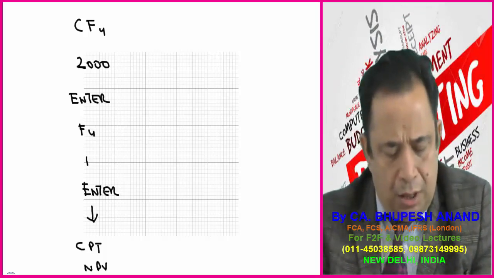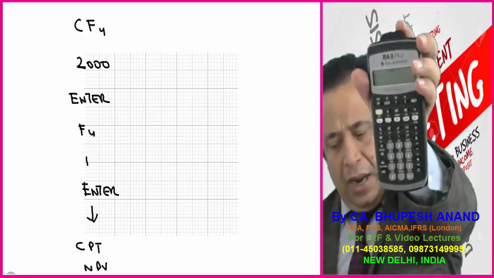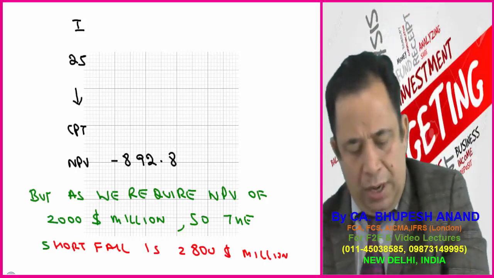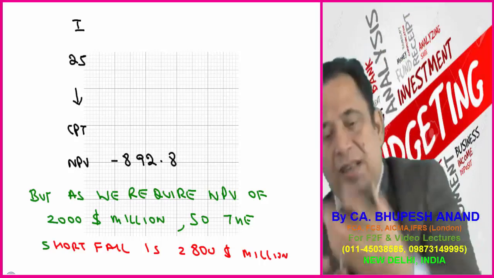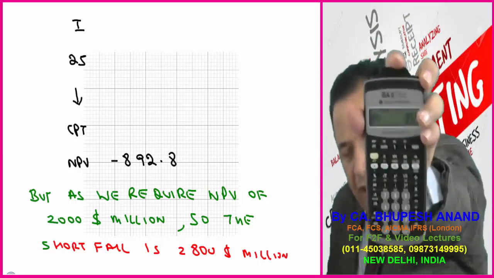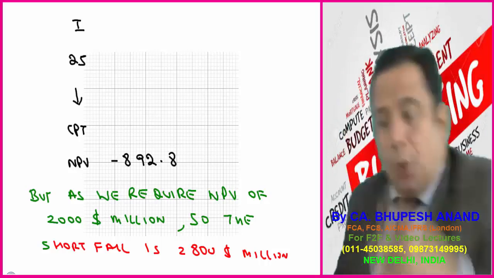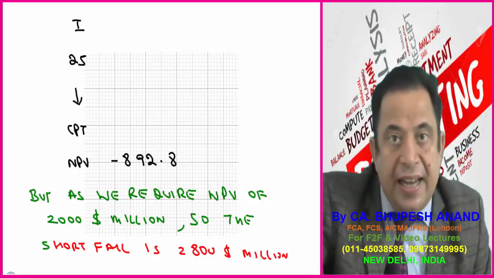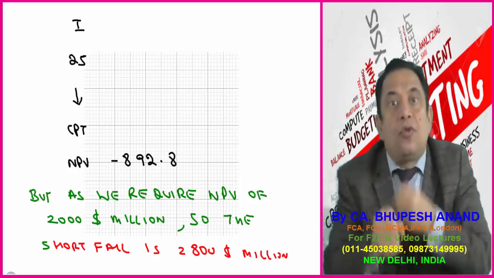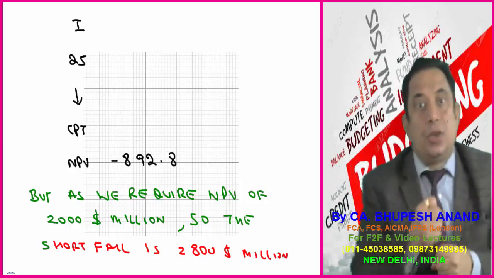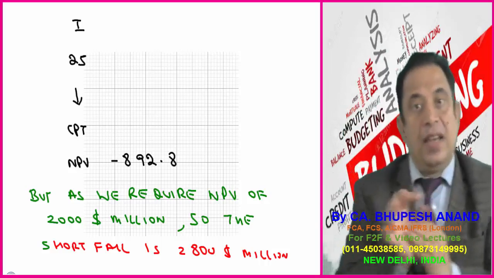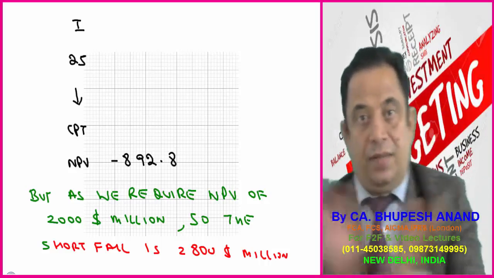Compute NPV. So the calculator will ask for I/Y. So I will put 25 as I/Y and enter, downward key, NPV, compute, and the figure is coming as 892.8. Here also I have written 892.8. It means if I assume the cash inflow for the second year as 1000, then NPV is minus 892.8.